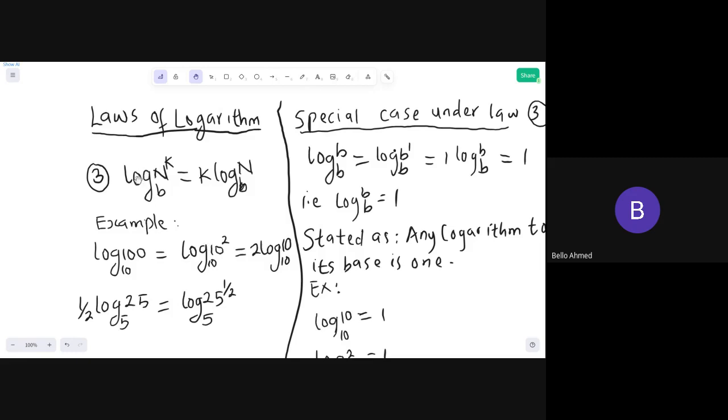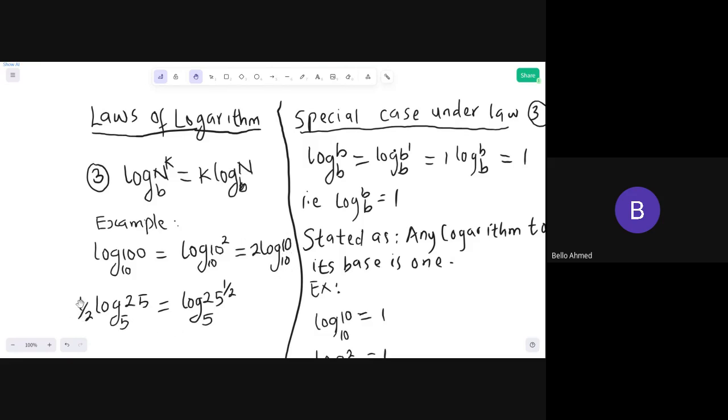Now, looking at how the law is stated up here, we can see that the 2 is going to come to the front. We're going to have the 2 here, and then the logarithm of 10 base 10. Now, I always say that when you know something like this, you should also know the reverse. Let's assume you have the logarithm of 25 base 5 with 1 over 2 in front. Remember what we did up here? The 2 was brought to the front and we wrote the logarithm of 10 base 10.